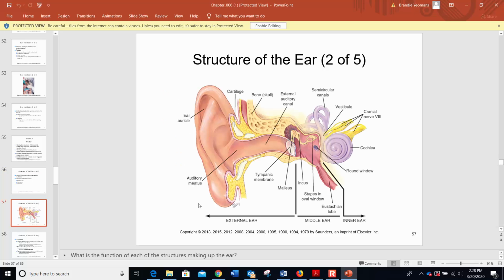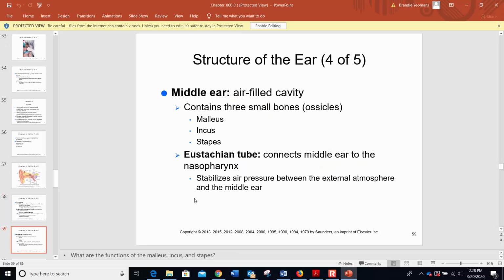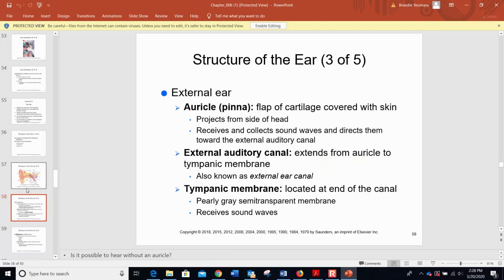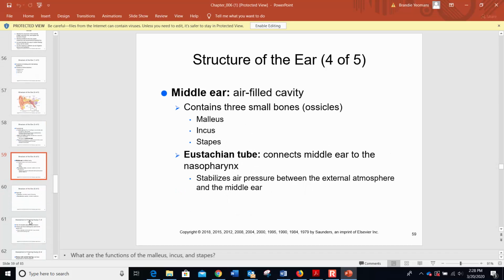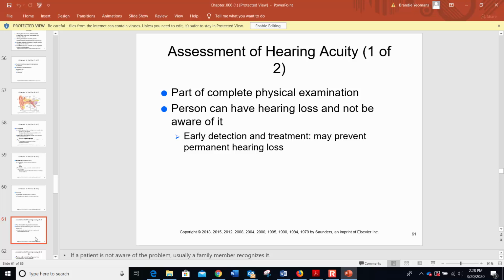This is a good little picture of the anatomy of the ear. Make sure you remember that. The main portions of the ear, but let's talk about some of the terms that you probably remember from terminology, but we're going to go over them again.